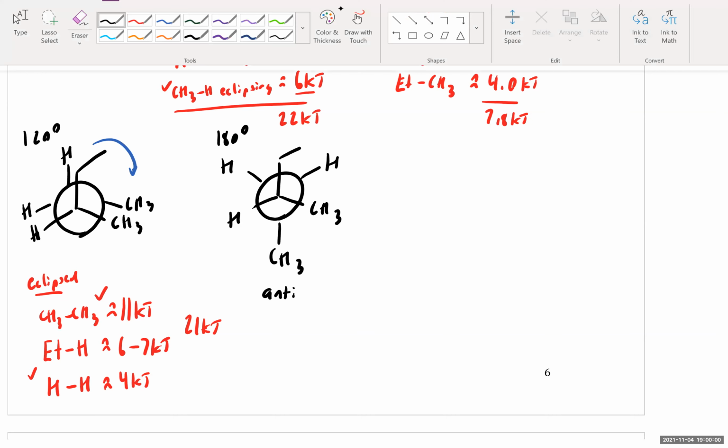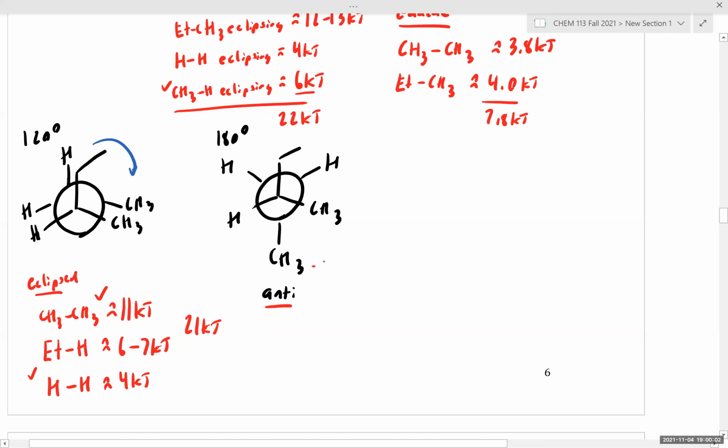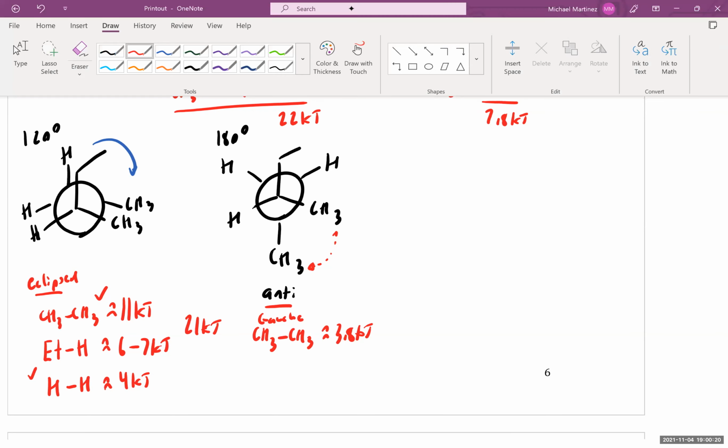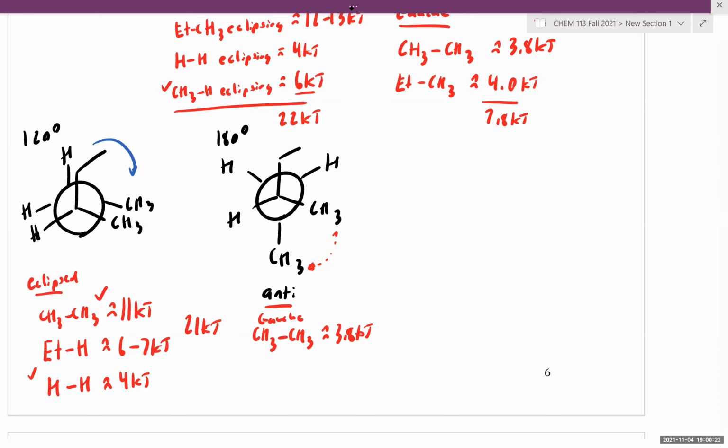But even in the anti-conformation, we still have some interactions. What do we have? We have that gauche. Yep. We have a methyl-methyl gauche interaction. And what is the value of this interaction? About 3.8 kilojoules. Yep, 3.8 kilojoules of steric strain. Perfect. Almost done. 2 more conformations to go.